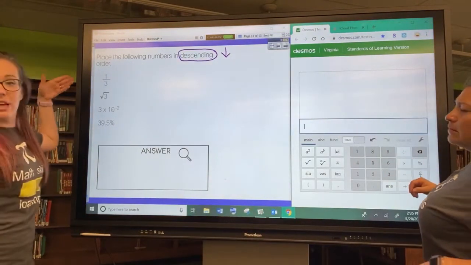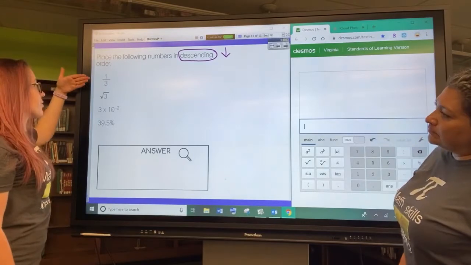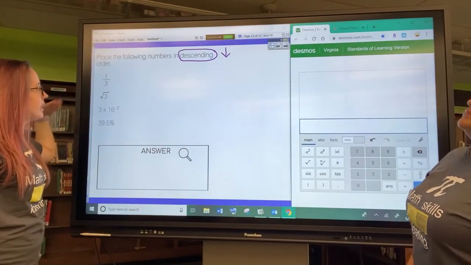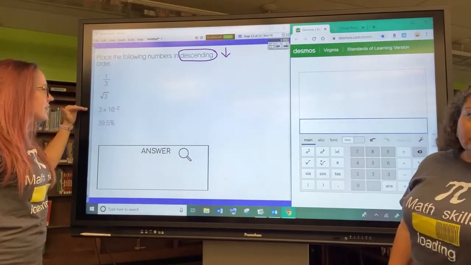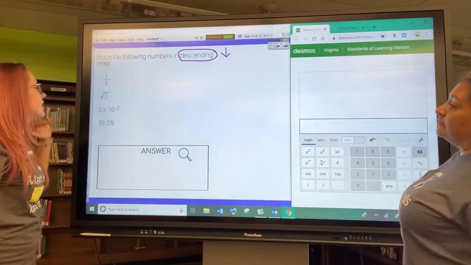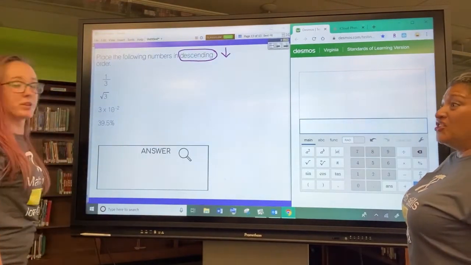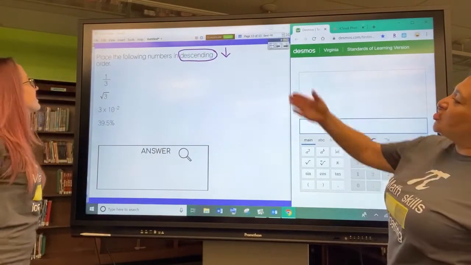So just like last time, we have a lot of different numbers over here. We have a fraction, 1/3, the square root of 3, 3 times 10 to the negative 2, which is scientific notation, and then we have a percent at the bottom. All right. So shall we change them to percents? Okay, let's start with 1/3.